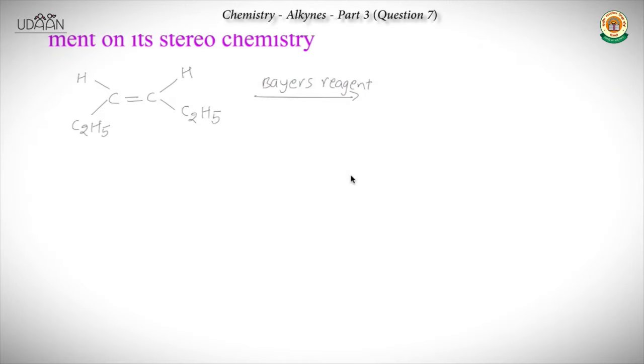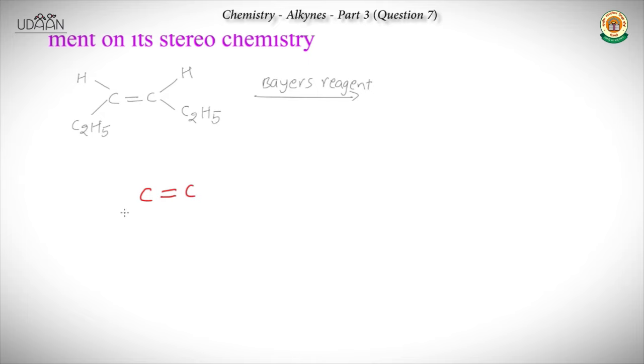Okay, Gopi, let's start solving this question. In this question, we have to find the product and comment upon its stereochemistry. Now, first look into the compound given to us. Gopi, can you tell the name of this compound? Yeah, I'll name it first.